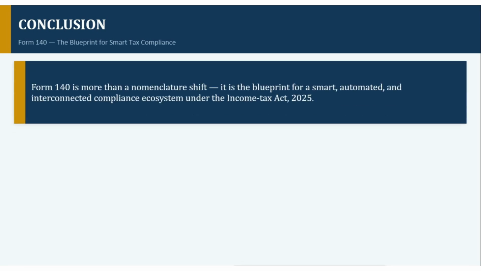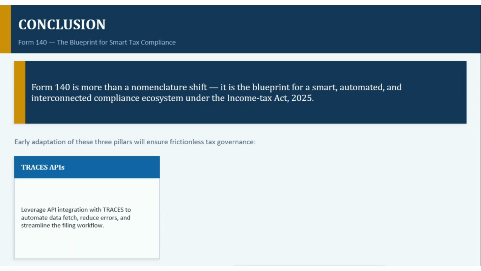Form 140 is not just a change in nomenclature, it represents a smarter, more automated, and interconnected compliance ecosystem under the Income Tax Act, 2025. Organizations that adapt early to this framework will be better prepared for seamless tax governance and efficient compliance management. The first key pillar is Traces API integration. API-driven automation helps reduce manual effort, minimize reporting errors, and streamline the overall filing process.